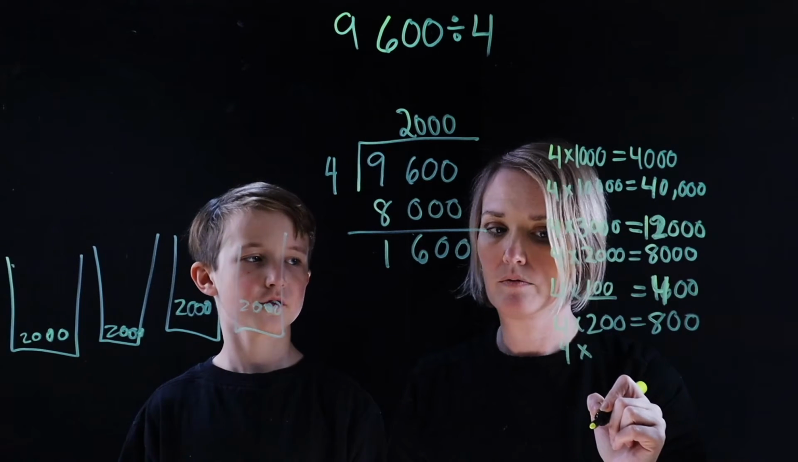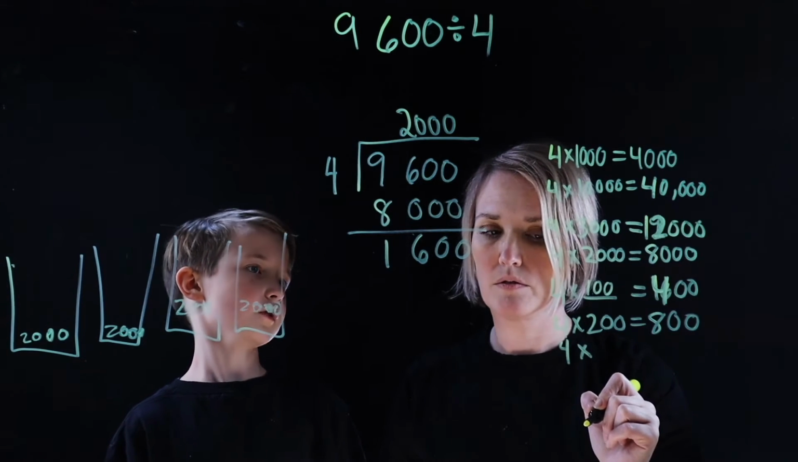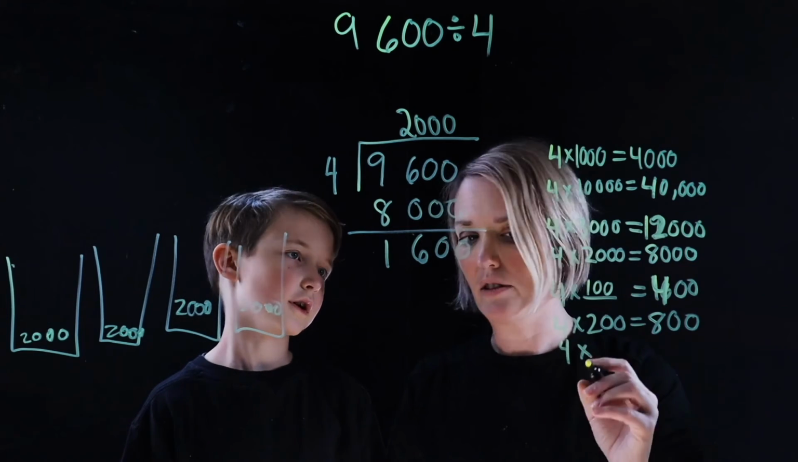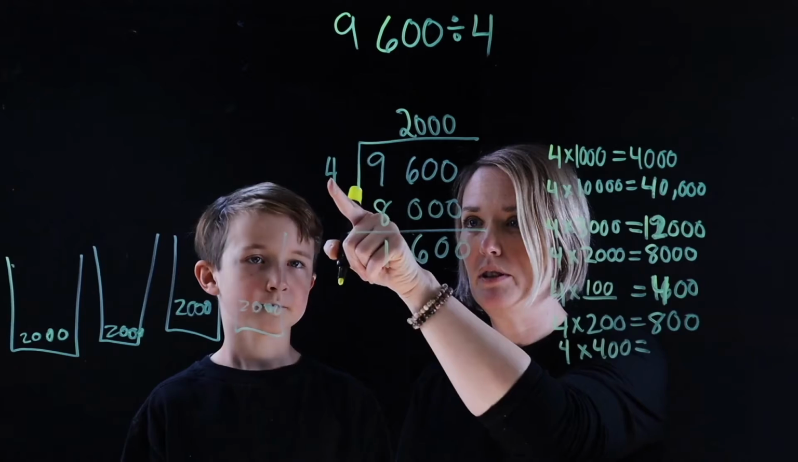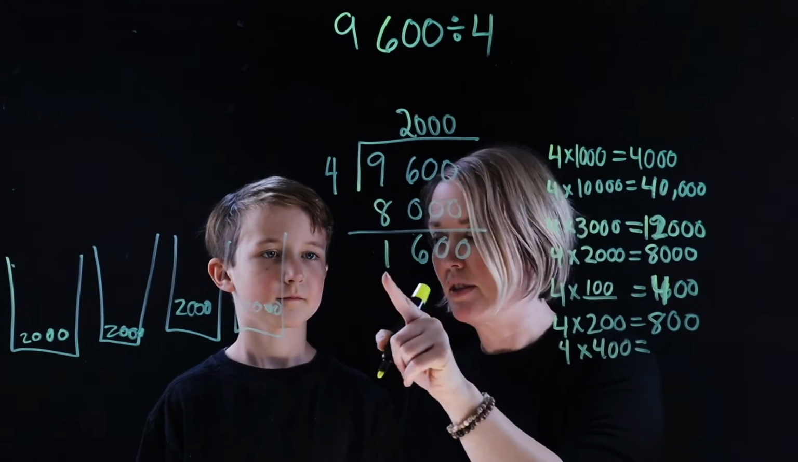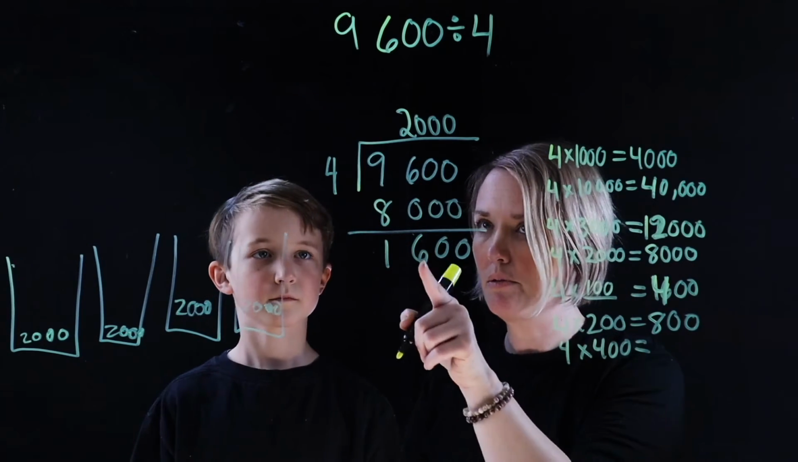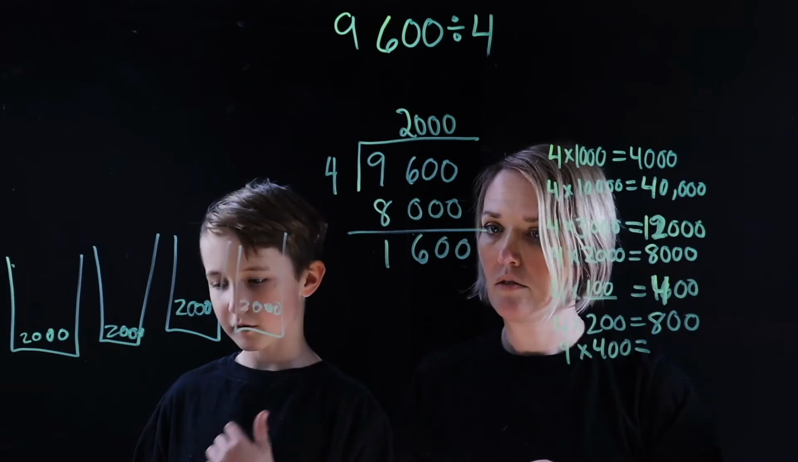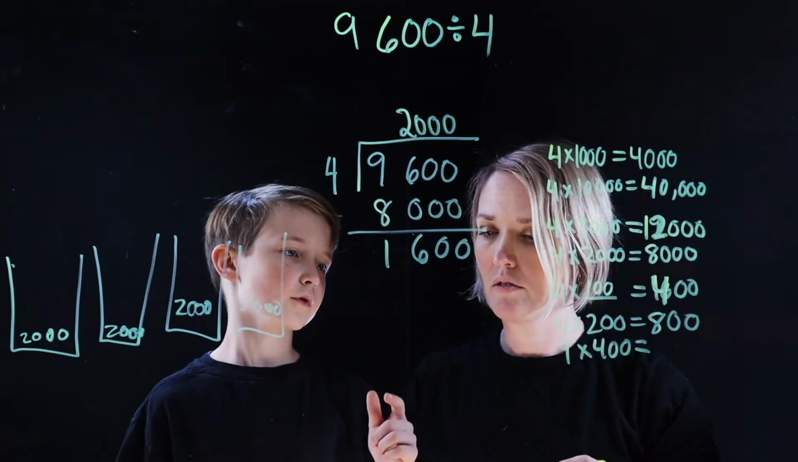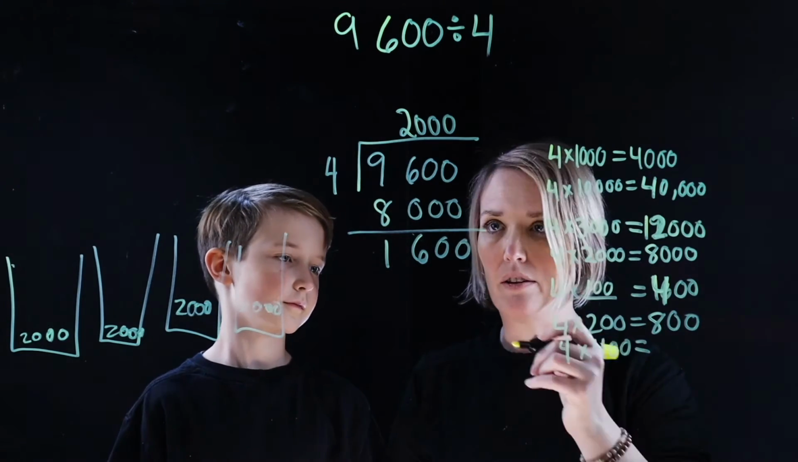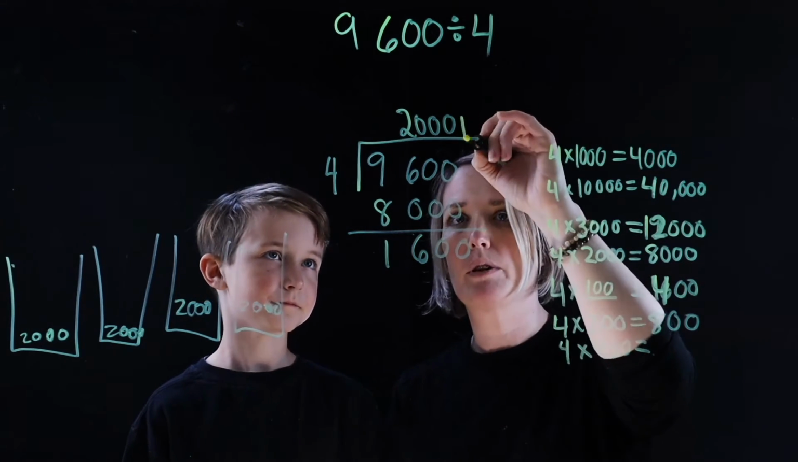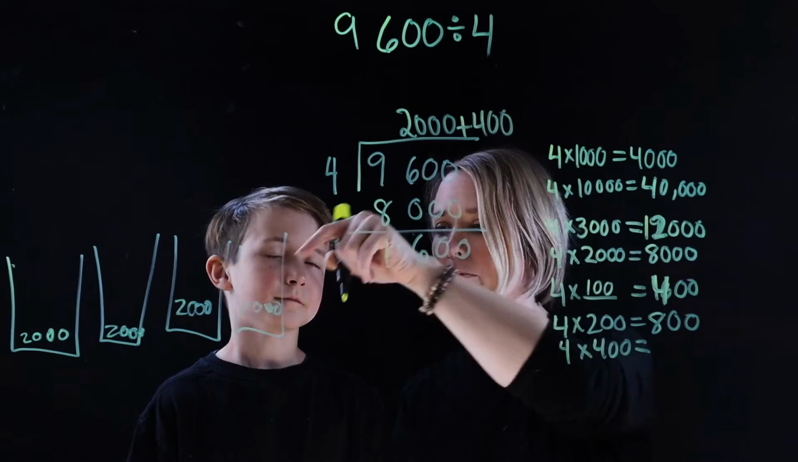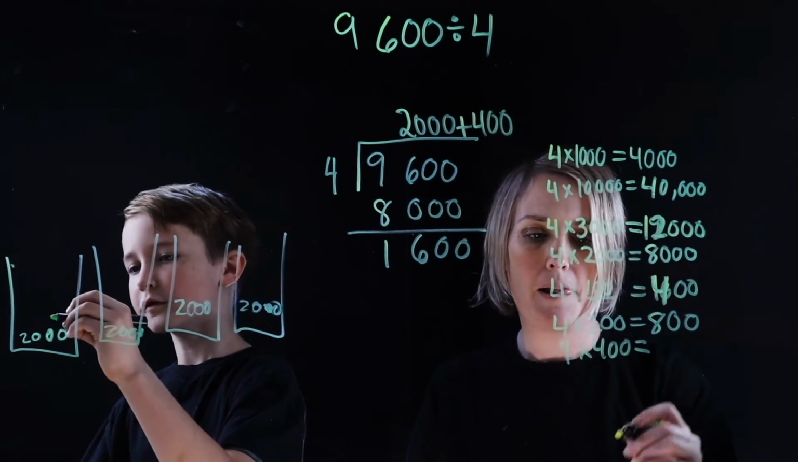Let's try 300. That would be 1,200, but that's not enough either. So 4 times 400, because we're really asking 4 times what would give us 16. 4 times 4 would give you 16. So I'm going to put 400 up here. Can you go ahead and put 400 in each one of those? Sure.